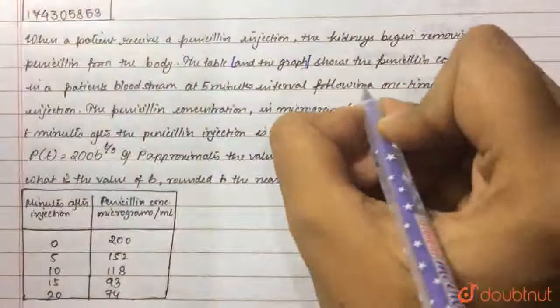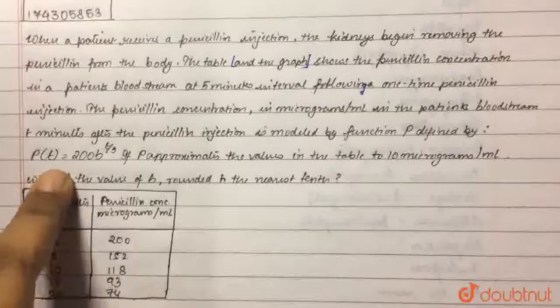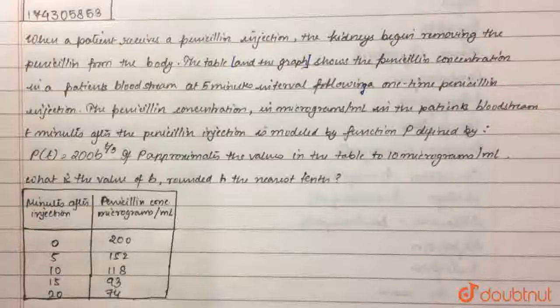I missed a G here. Okay. The penicillin concentration in micrograms per milliliter in the patient's bloodstream t minutes after the penicillin injection is modeled by the function p defined by p as a function of time, 200 b to the power of t by 5. If p approximates the values in the table to 10 micrograms per milliliter, what is the value of b rounded to the nearest tenth?